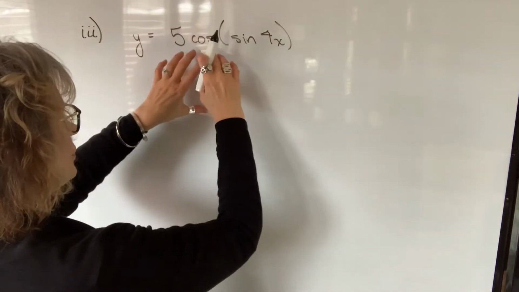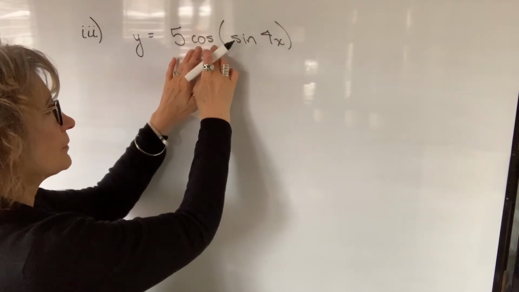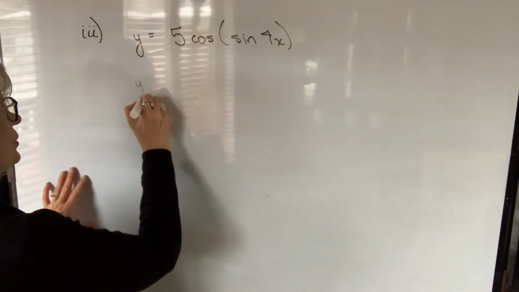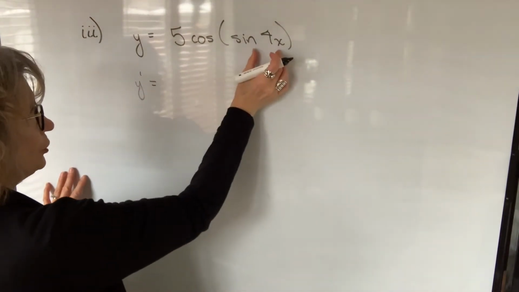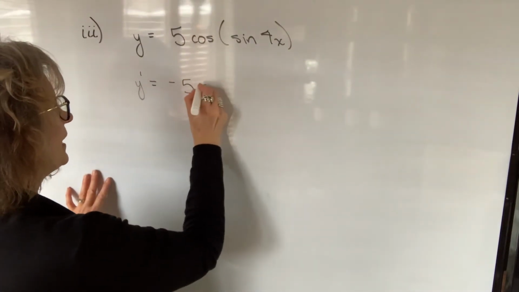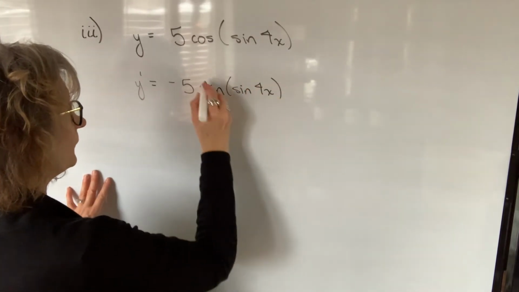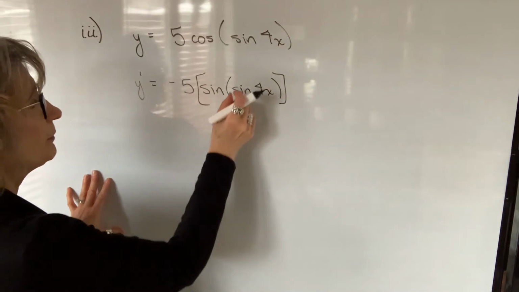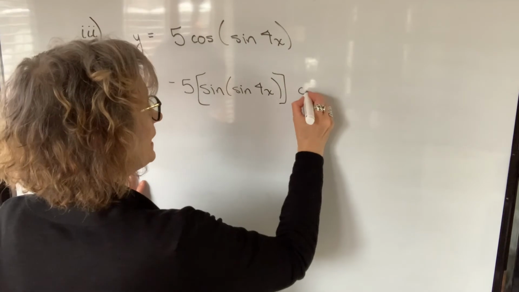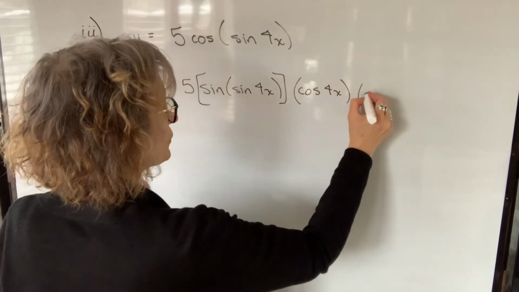It's a composite function. We have cos of another trig function. The outer function is the cosine function, and inside of that we have the sine function. So in order to differentiate this, we think of this as our u, so cos of u. The derivative of cos of u is negative sine of u. Then we multiply by the derivative of this. The derivative of sine of 4x is cos of 4x times the derivative of 4x, which is 4.